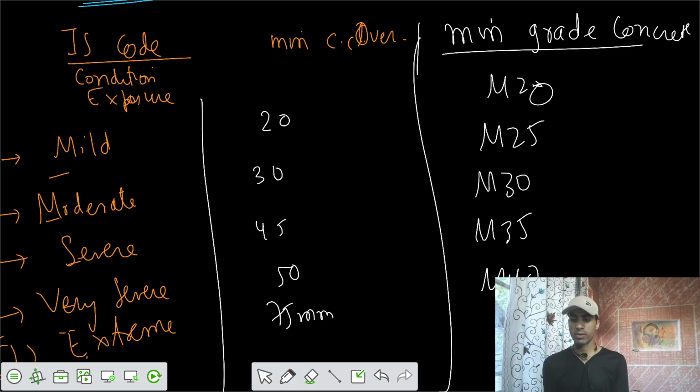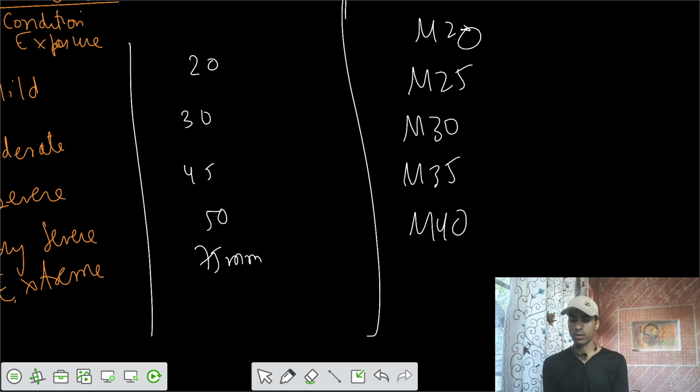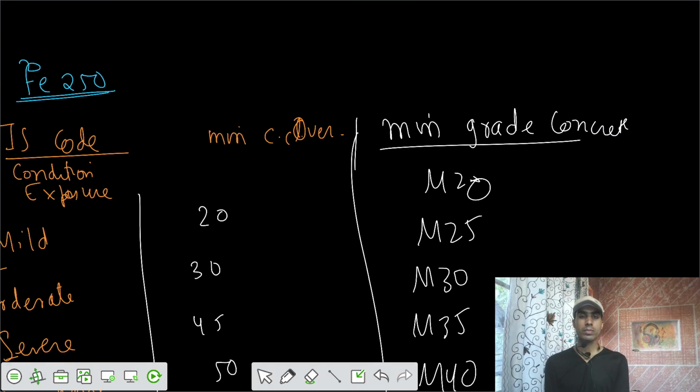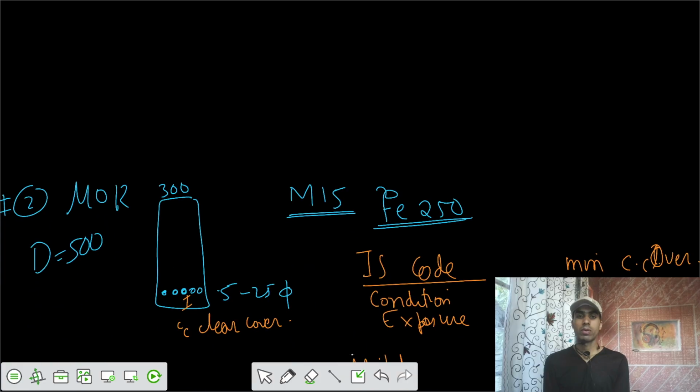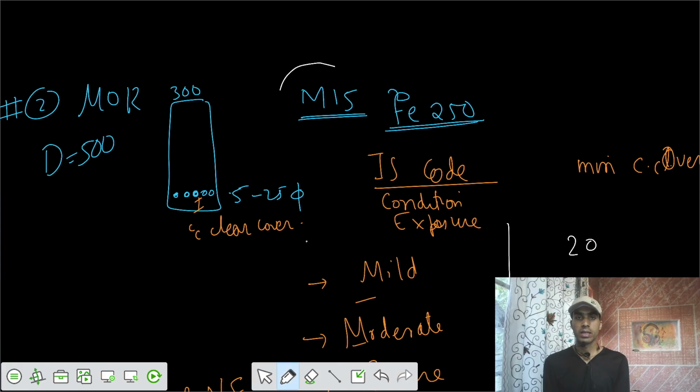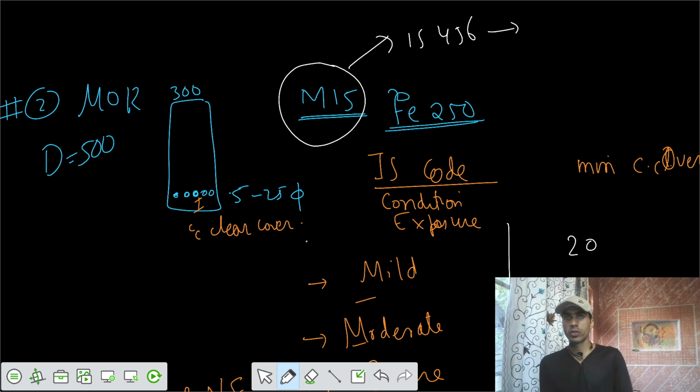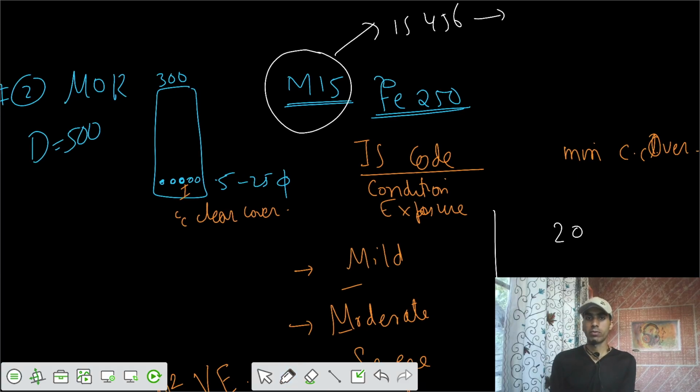So this is the minimum grade of concrete we can have: 30, 35, 40. Now in this equation, what was the problem? We have M15, but IS 456 says the minimum grade of concrete should be M20. So this is the problem that was given to you, that was designed in the 90s. We can still solve it, using IS 456 for M15.